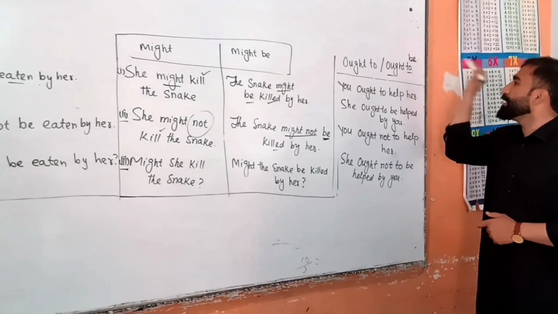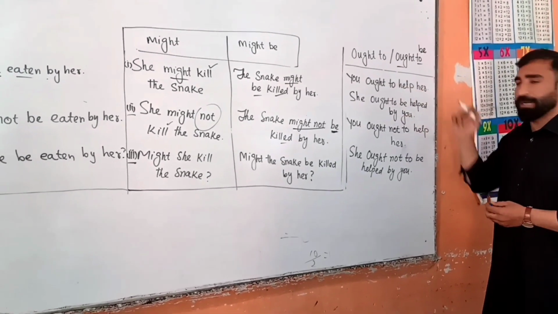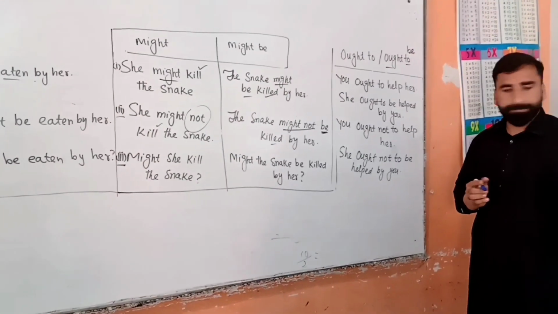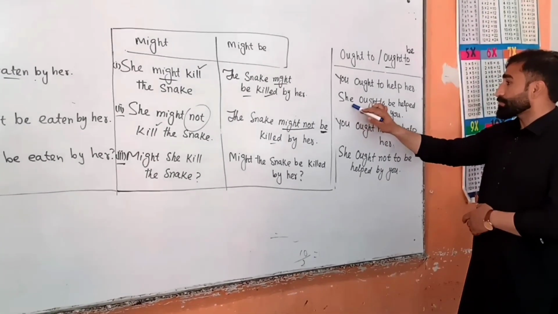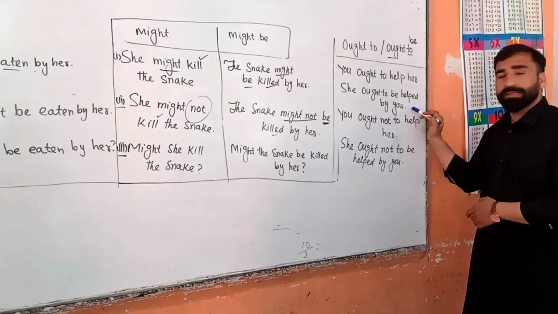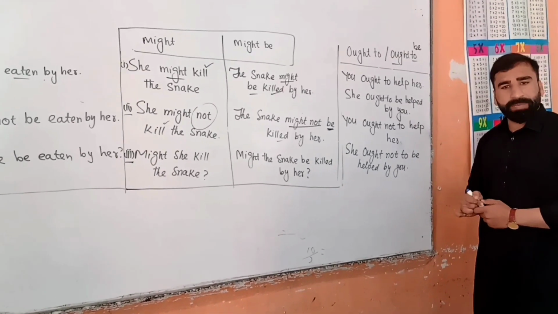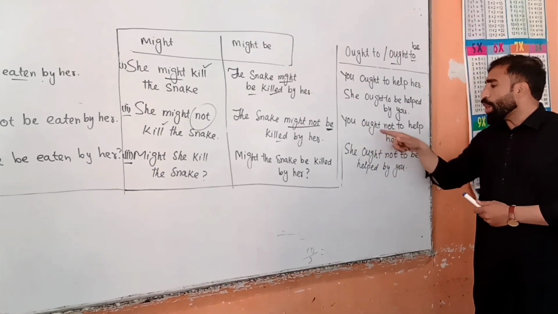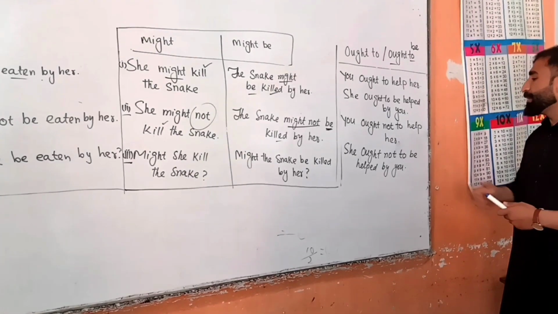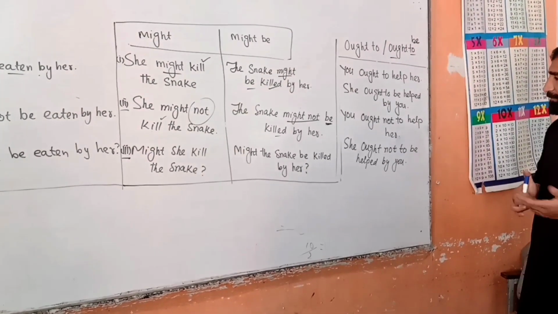You ought to help her. She ought to be helped by you. Now the next sentence: You ought not to help her.